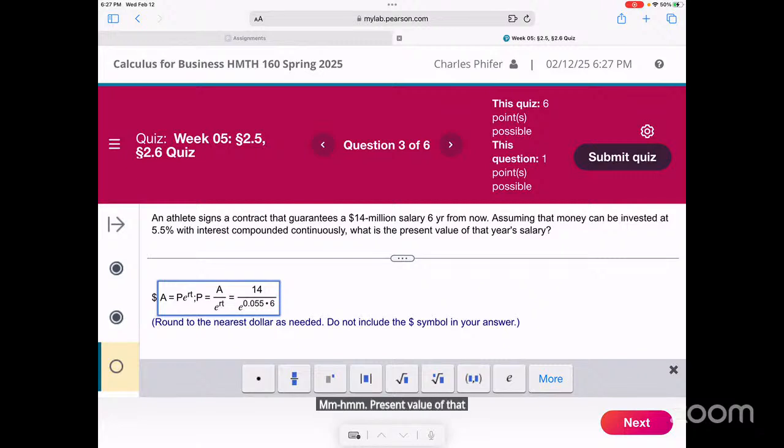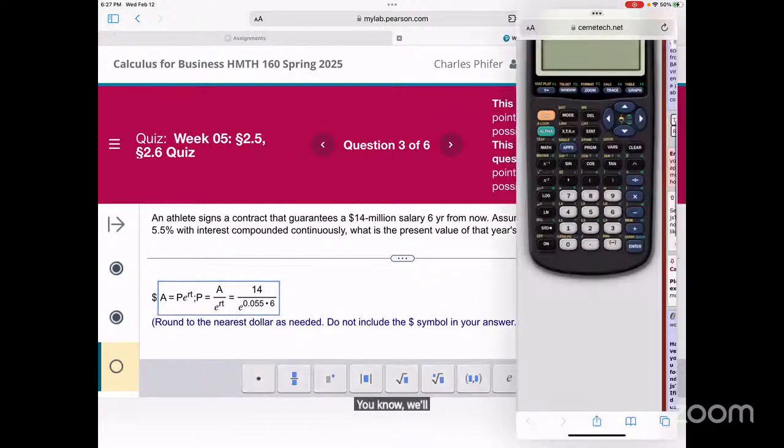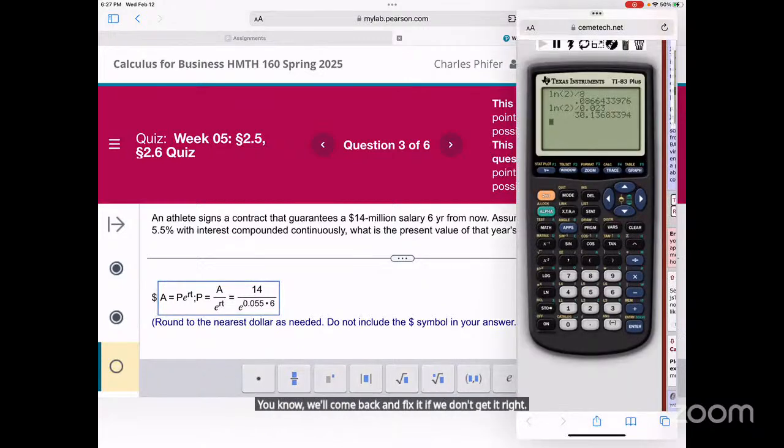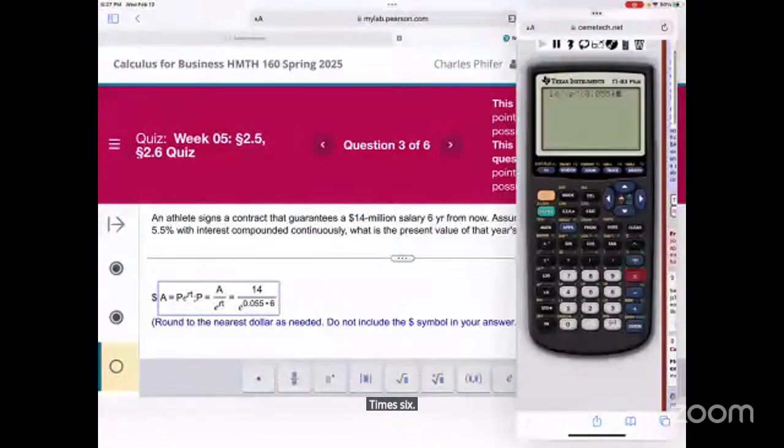Okay, so I think we just crunch this. Let's crunch this and go with it. We'll come back and fix it if we don't get it right. So again, keep in mind that this is in millions. 14 divided by e to the 0.055 times 6. Close off the exponential, close off the denominator.